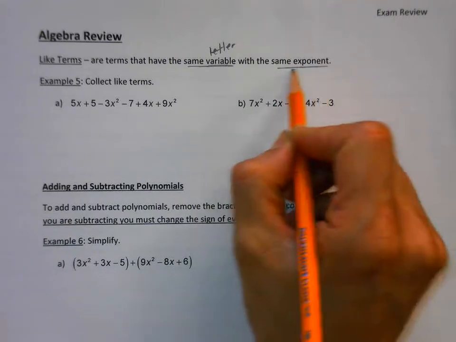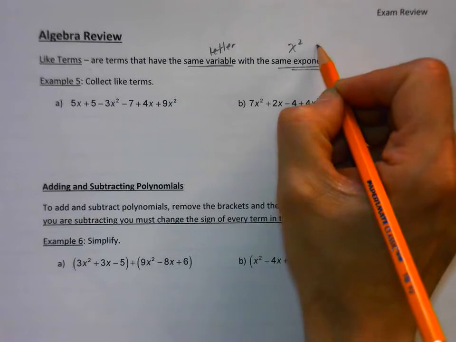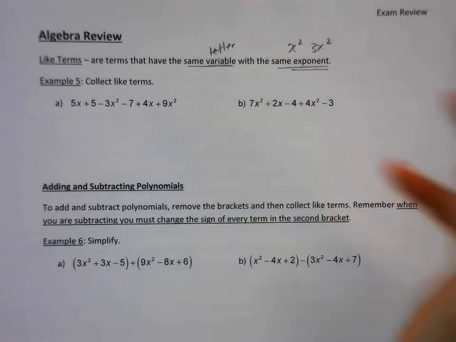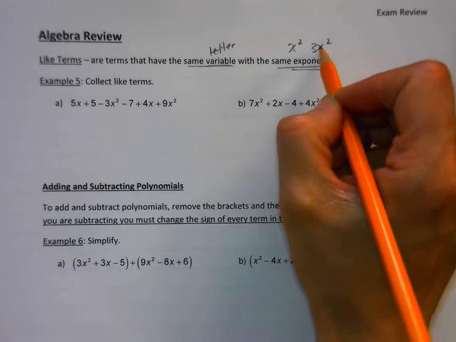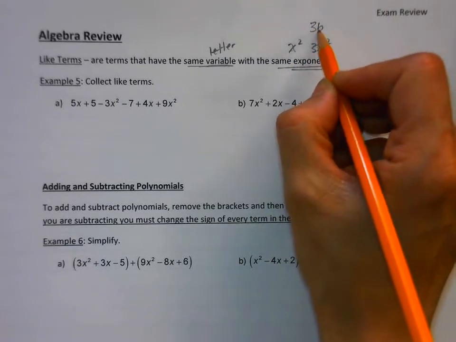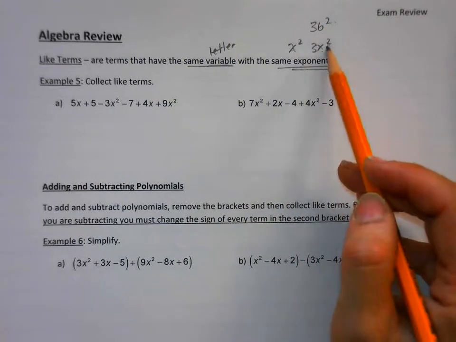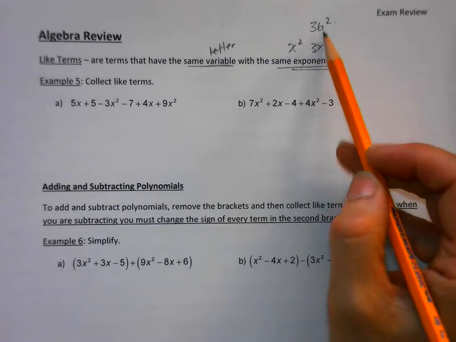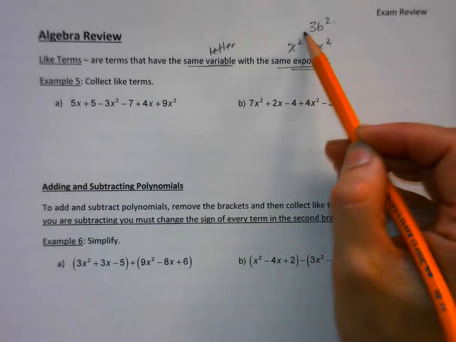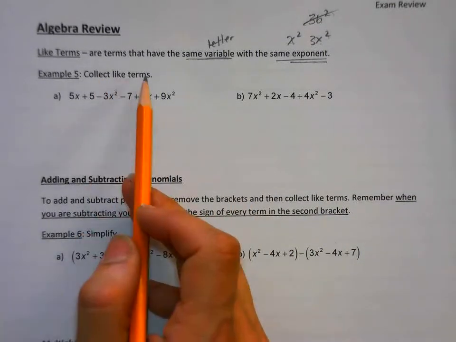and the same exponent. Okay, so x squared and 3x squared, these are like terms because they have the same letter and they have the same exponent. But if I had something like 3b squared, even though they have the same exponent, these are not like terms because these letters are different. And the number in front just tells you how many of them there are. So that's not a like term.